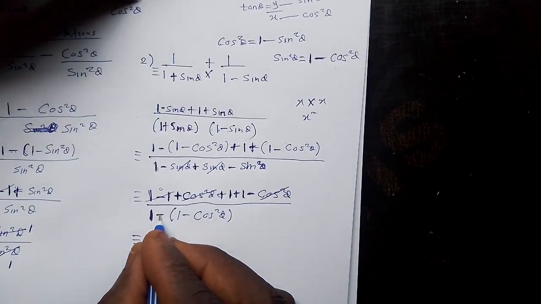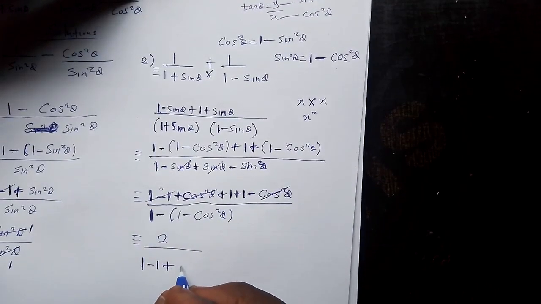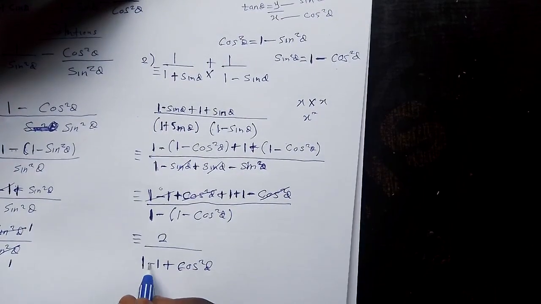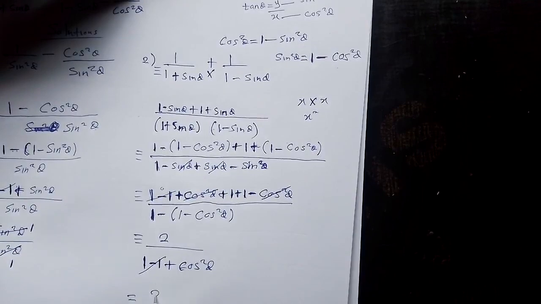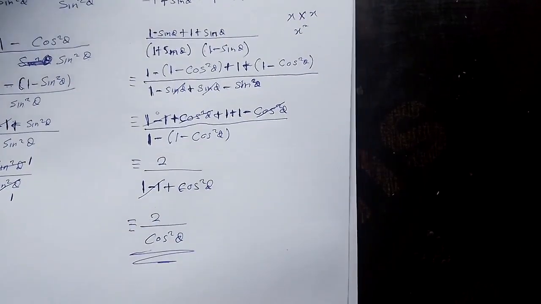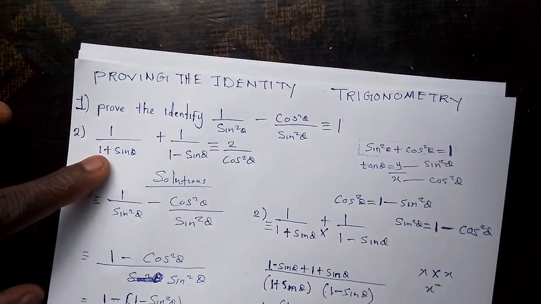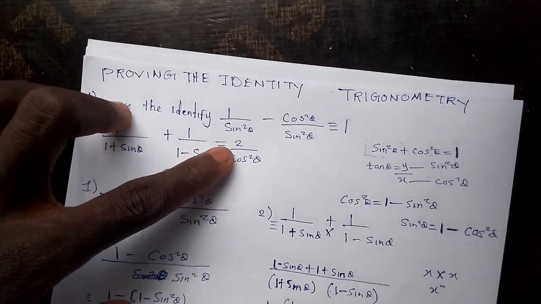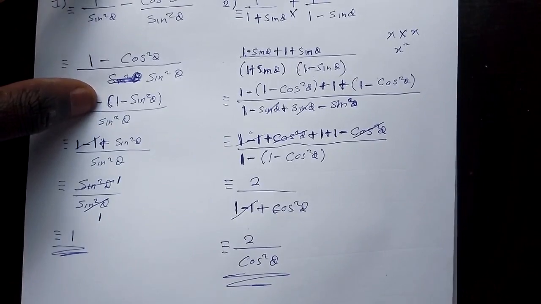1. Negative multiplied by 1, I'm going to get negative 1. Then negative multiplied by negative, I'm going to get positive. So in this case, I'm going to get positive cos 2 theta. Now, 1 minus 1, I'm going to get 0, so they are going to cancel each other. Therefore, our answer is going to be 2 over cos 2 theta. So we have proven that 1 over 1 plus sine theta plus 1 over 1 minus sine theta is equivalent to 2 over cos 2 theta, like this. So, thanks for watching.